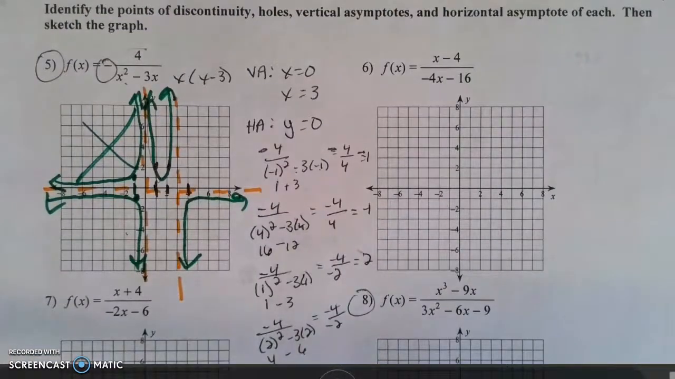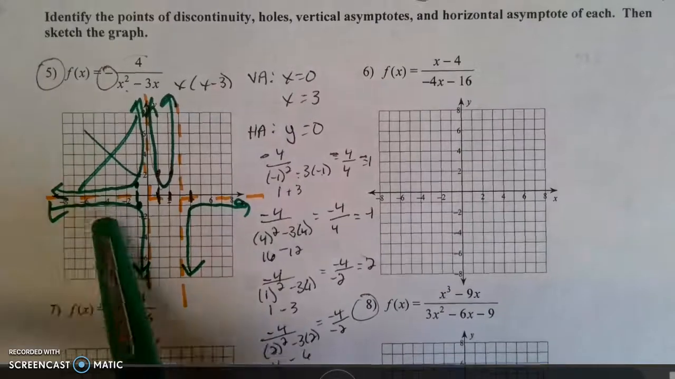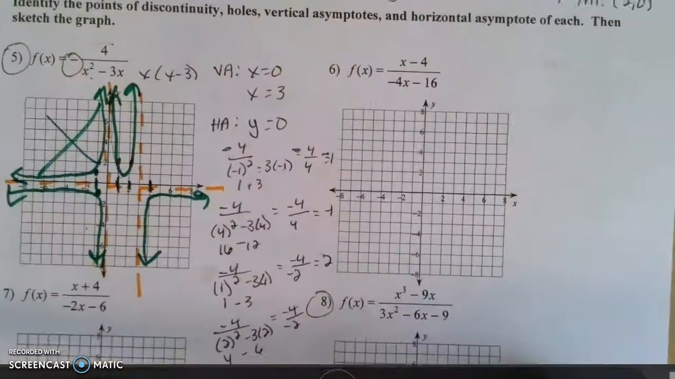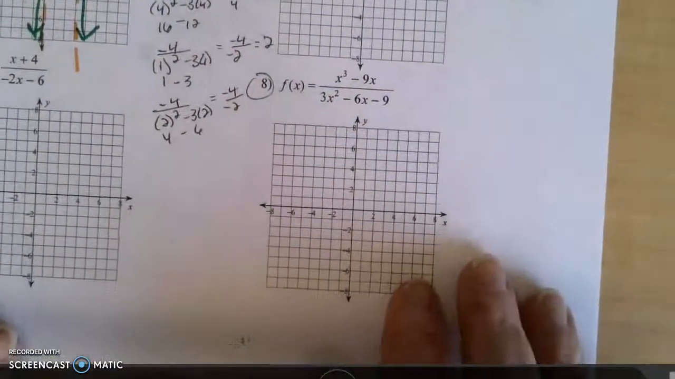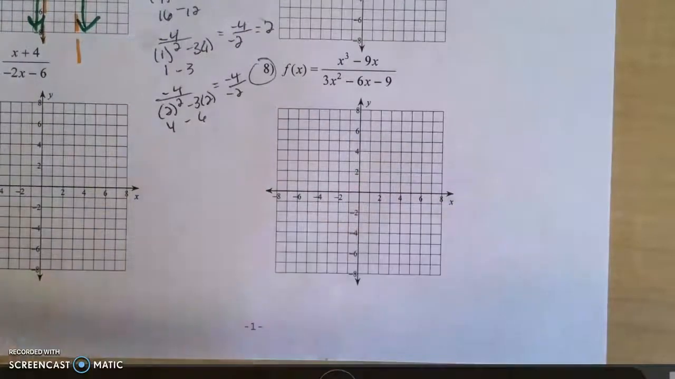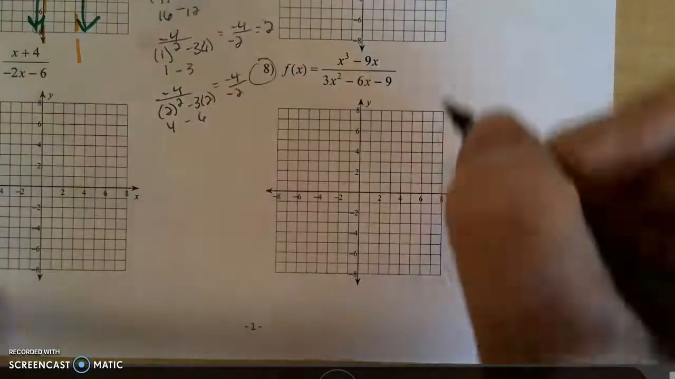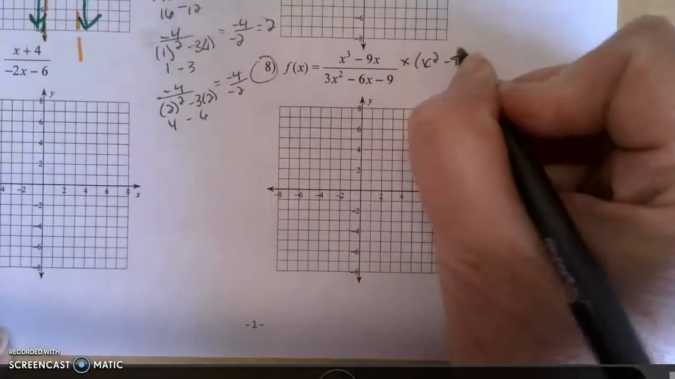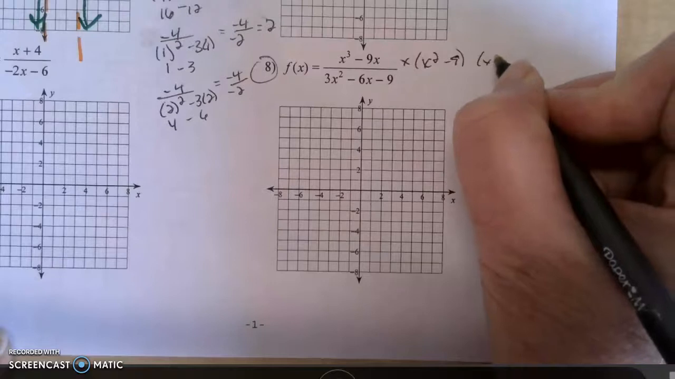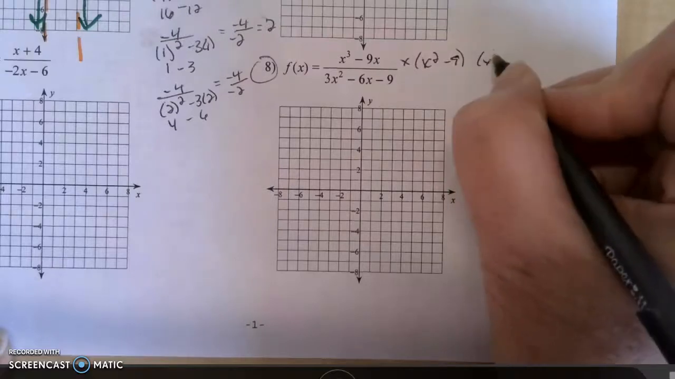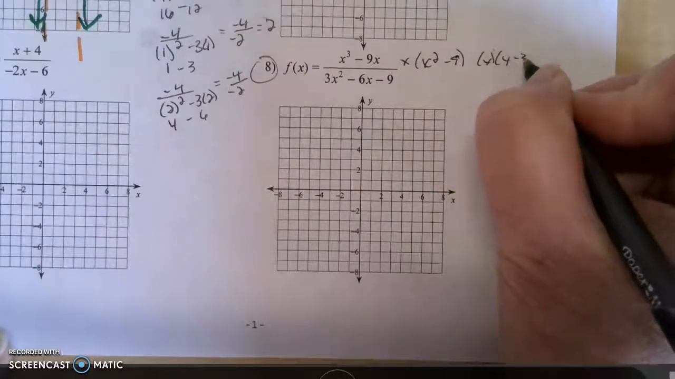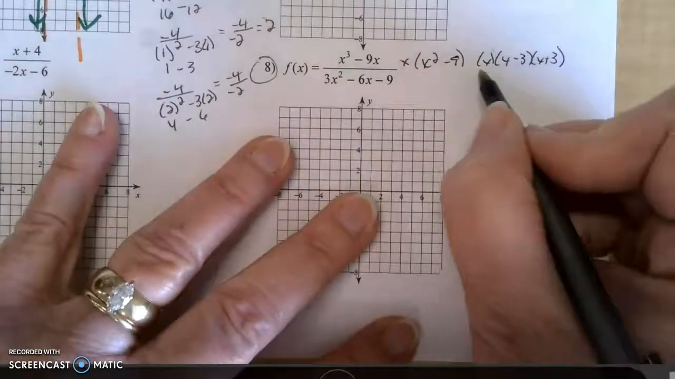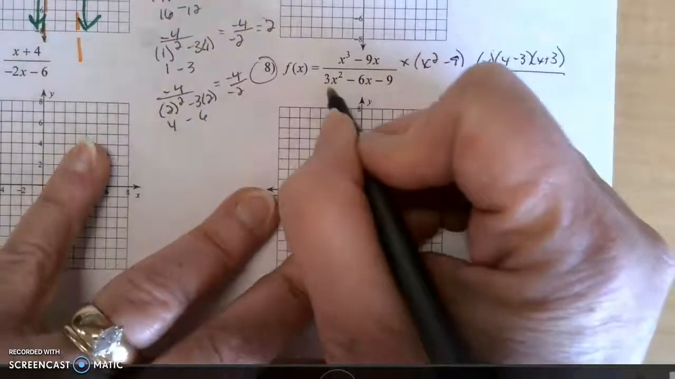And you're going to start to see, after you've done enough of these, patterns, how they go back and forth. Okay, let me show you an oblique right here. So I'm going to factor out the x, and then I'm going to factor x minus 3, x plus 3. Okay, so there's my numerator. Now let's get my denominator. I'm going to factor out the 3.